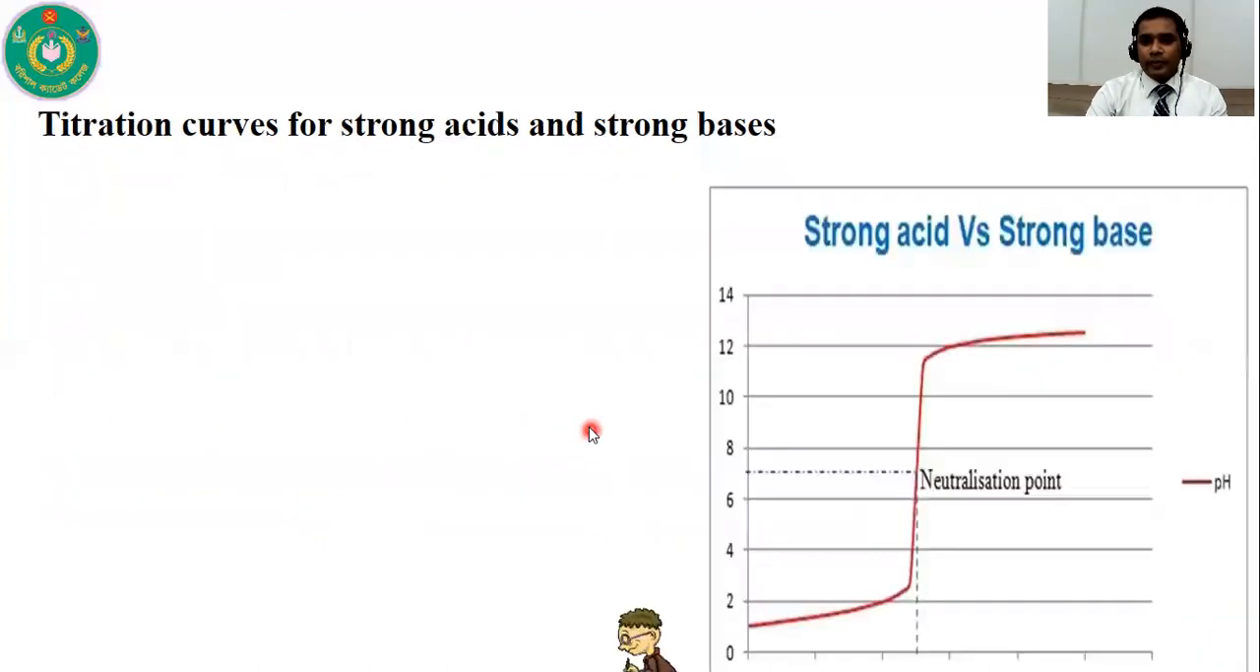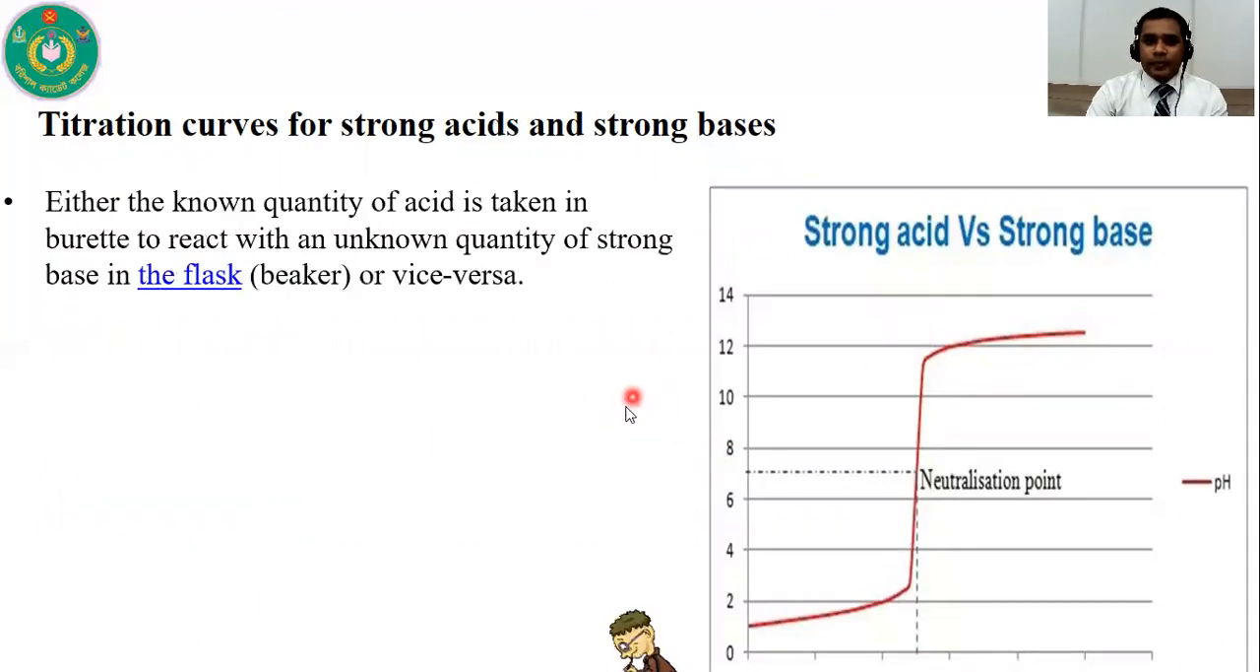Now we observe in this figure that either a known quantity of acid is taken in the burette to react with an unknown quantity of strong base in the flask or beaker, or vice versa. That means if we take acid in the burette, we can take base in the flask, or if we use base in the burette, we can take acid in the flask.